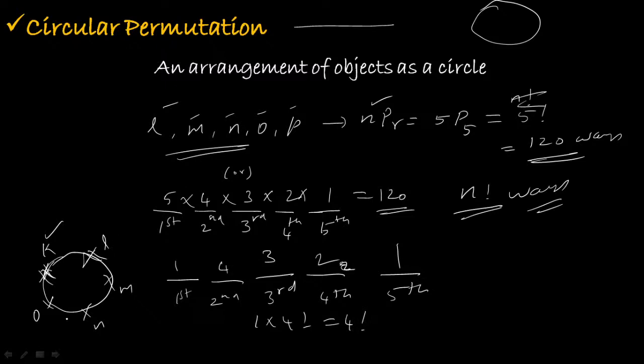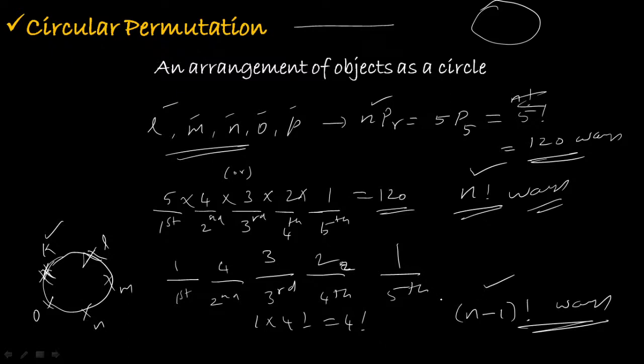So if we take 5 letters at a time, the total number of possible arrangements is 4 factorial, that is 1 less than the factorial value. Am I right? Suppose we take n objects at a time, then the total number of possible circular permutations is n minus 1 factorial ways. In linear permutation we can give n factorial possible arrangements. In circular permutation we can give n minus 1 factorial possible arrangements.